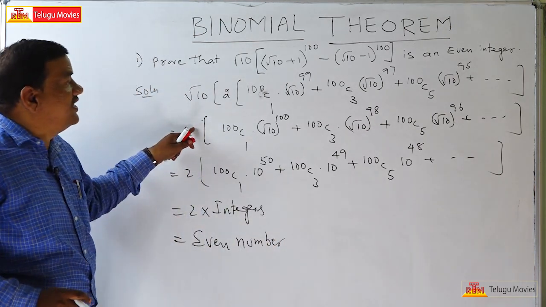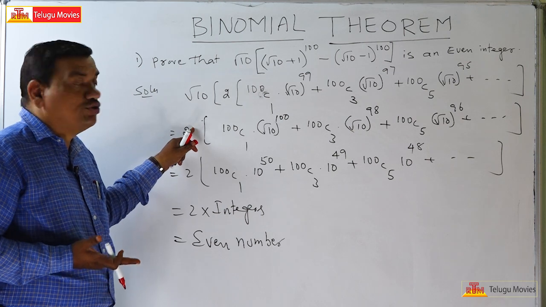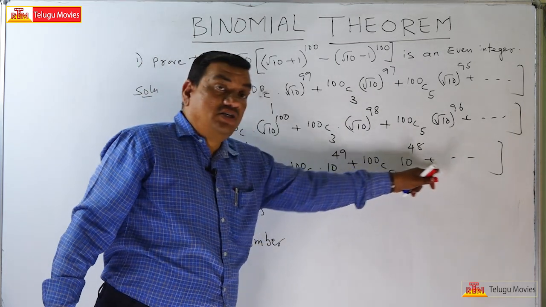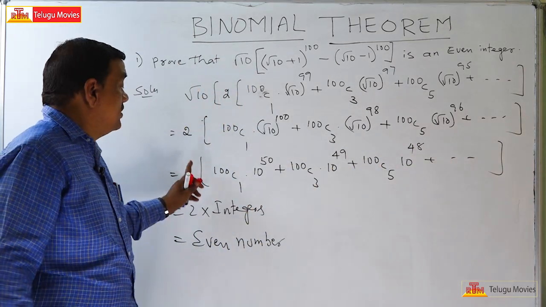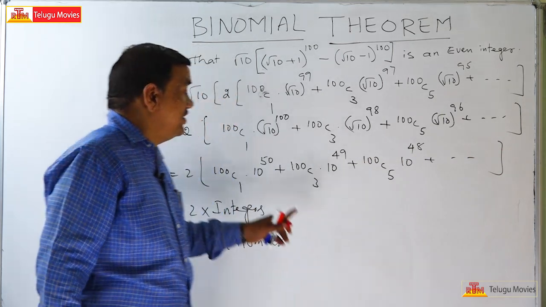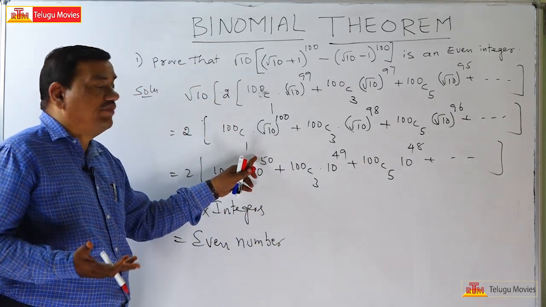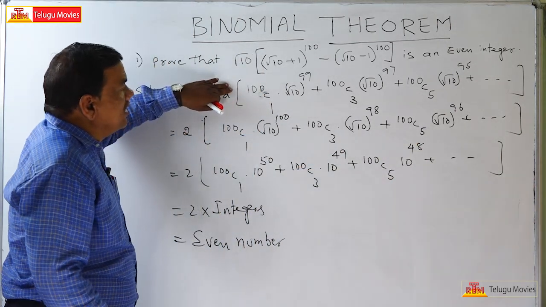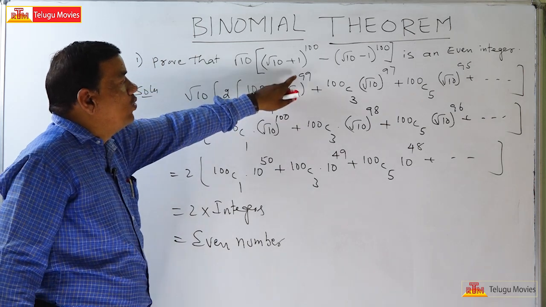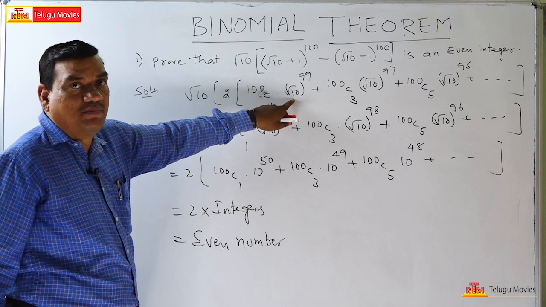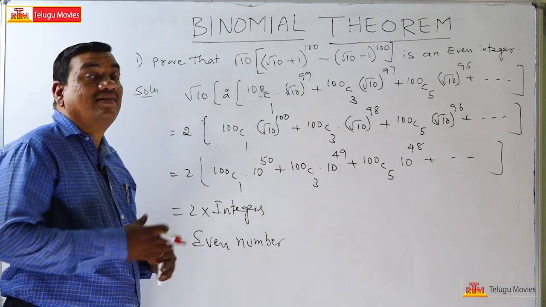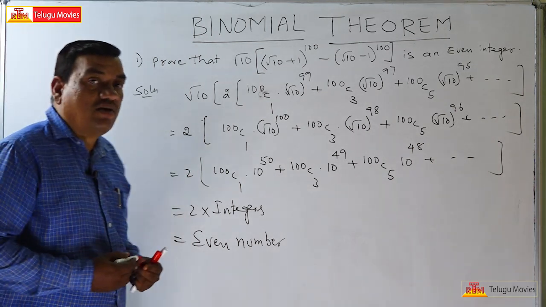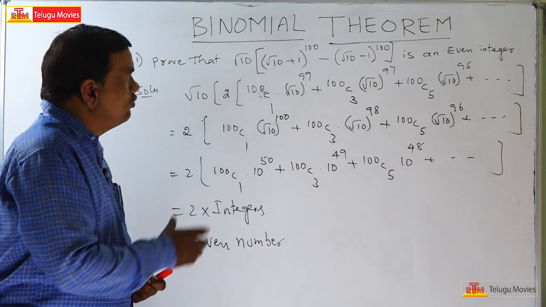Understand? At this stage you should not decide it is an even number. Why? Because you have to verify that this is an integer or an irrational number. So now it is clearly an integer. Why? Because 10 to the power of 50, 10 to the power of 49, 10 to the power of 48. At this stage you cannot decide, because root 10 whole to the power of 99 is an irrational number. After multiplying with root 10, it will become an integer. I hope that is a very nice problem based upon the previous formula. I hope you understand this.